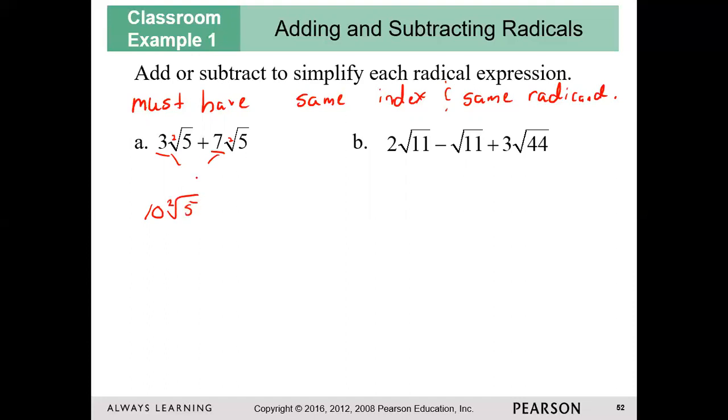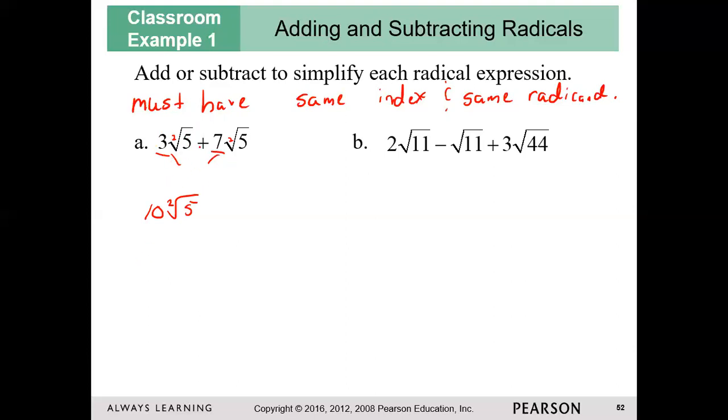So if we have the same index and the same radicand, that index and radicand is not going to change, just like the common denominator. If you had the common denominator, it didn't change, right? It stayed the same. So it's not going to change here. And the only thing that is going to change is the coefficient. So this is still known as the coefficient of the radical, this 3 and this 7. They're still the coefficient of the radical, not the coefficient of the variable, but the coefficient of the radical.